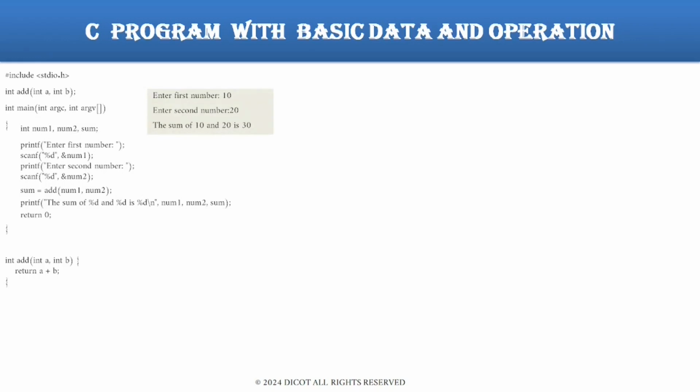Now let's see the output of the program. Enter first number. Say you enter 10. Enter second number. Say you enter 20. The output is: the sum of 10 and 20 is 30.